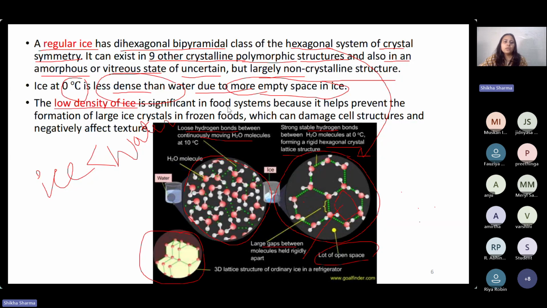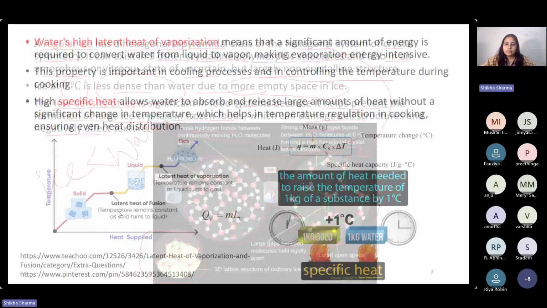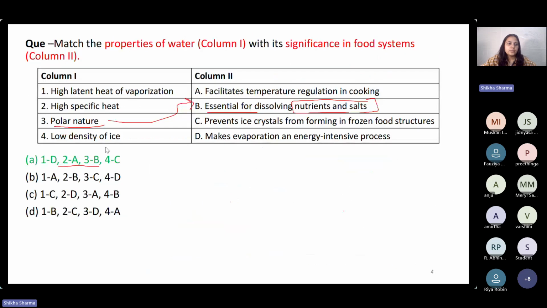This is significant in food systems because it helps prevent the formation of large ice crystals in frozen foods, which can damage the cell structure and negatively affect the texture. So if we see here, the low density of the ice, which is the fourth one, is related to the need to prevent ice crystals from forming in frozen food structures.